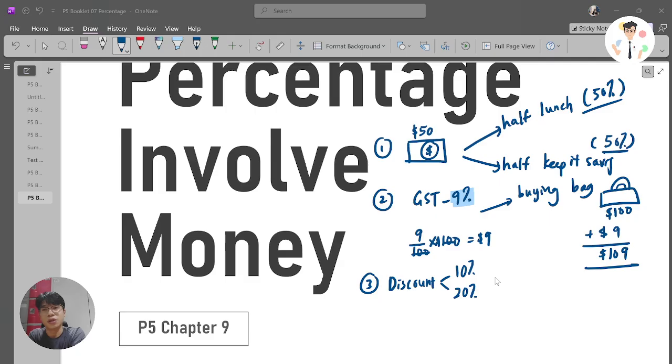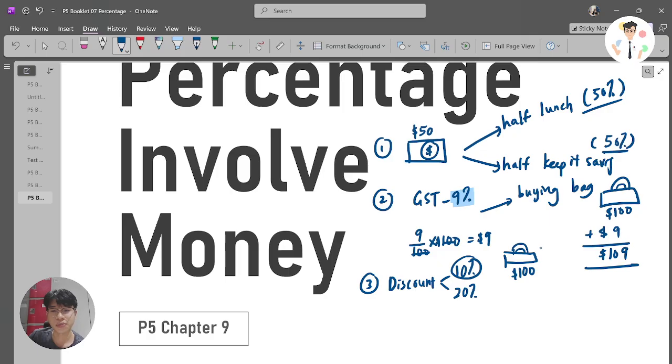But what's discount? Discount means that you can pay lesser. The shop is offering a discount so that you can pay lesser to get the product or the items that you want. So for example, just talk about 10%. Example, the same bag here. Let's not talk about GST for now. Just talk about discount first. So for example, this bag costs $100. The price that the shop is selling is $100.